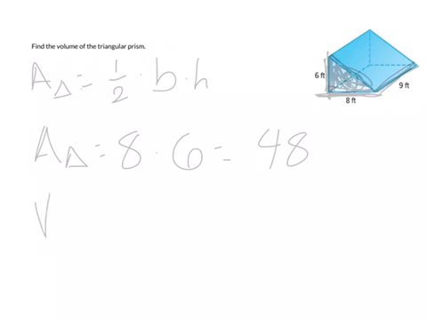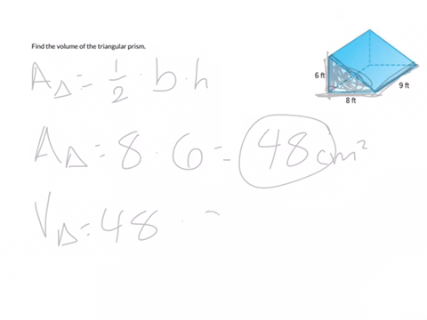Now for the volume of the triangular prism, we're just going to multiply this area, oh, and I forgot that this is centimeters squared, by the height of the entire prism, not just the triangle, but the entire prism. In this case, that would be 9. So I'm going to multiply 48 times 9, and that would be 432 centimeters cubed.